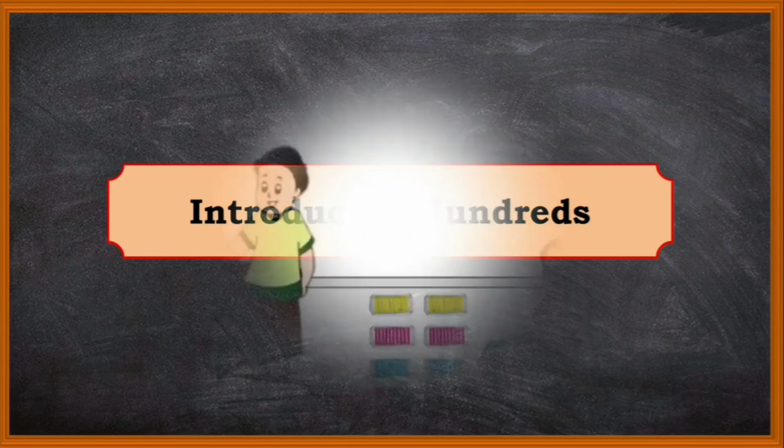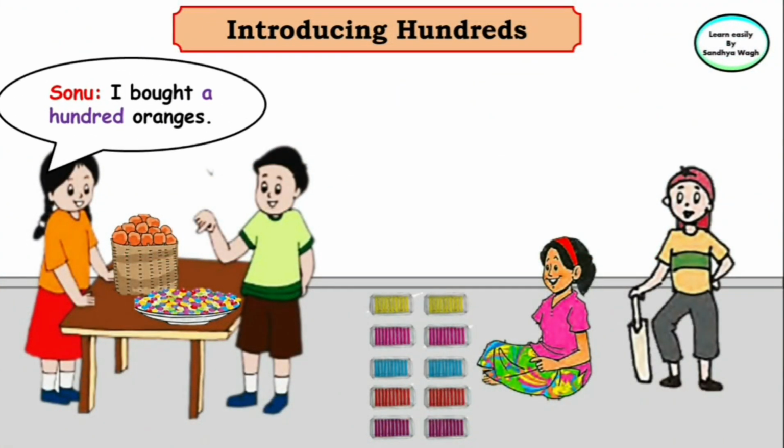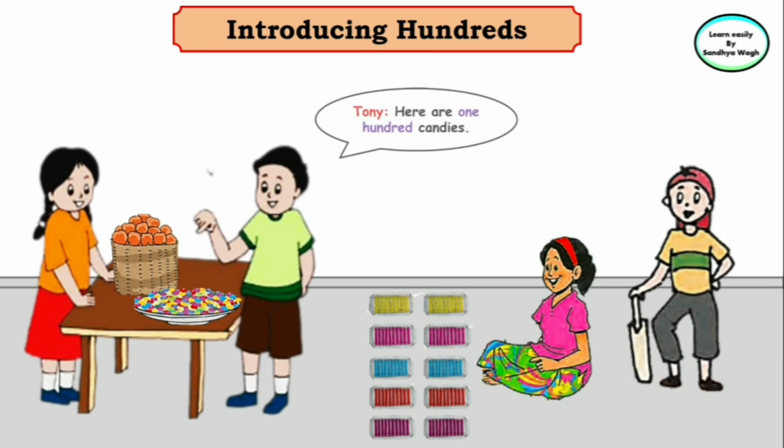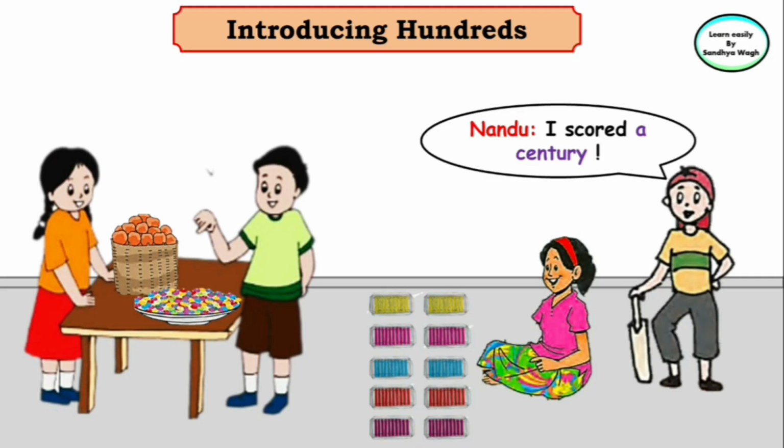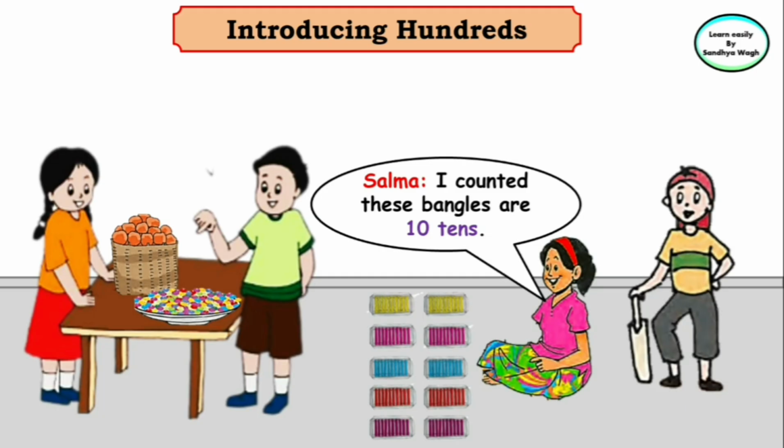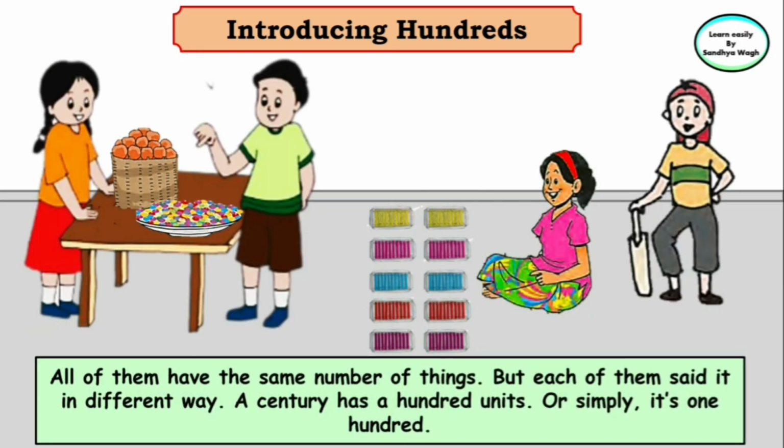Introducing hundreds. Sonu said, I bought 100 oranges. Tony said, here are 100 candies. Nandu said, I scored a century. Salma said, I counted. These bangles are 10 tens. All of them have the same number of things, children. But each of them said it in a different way.